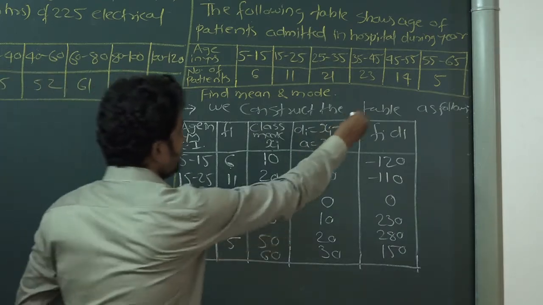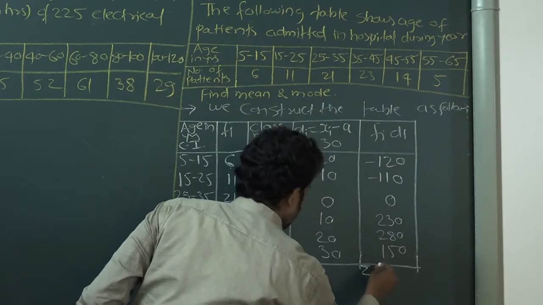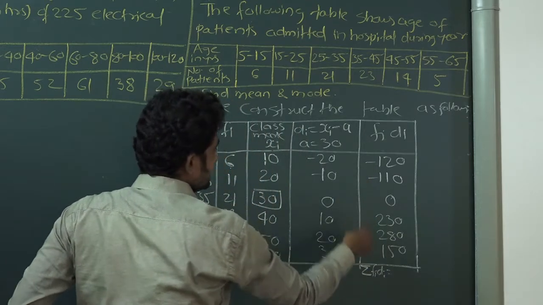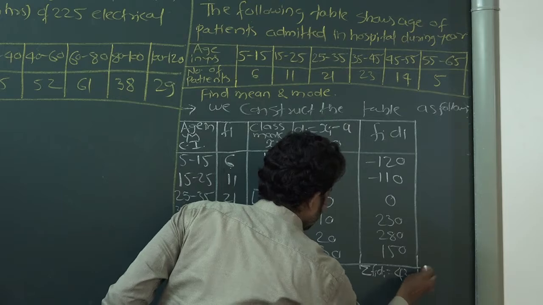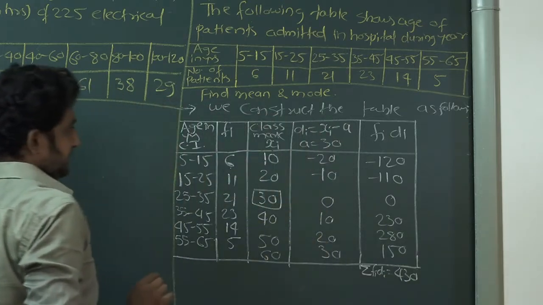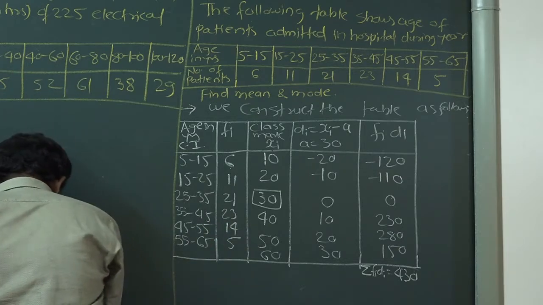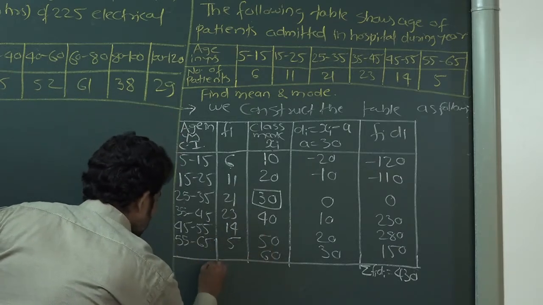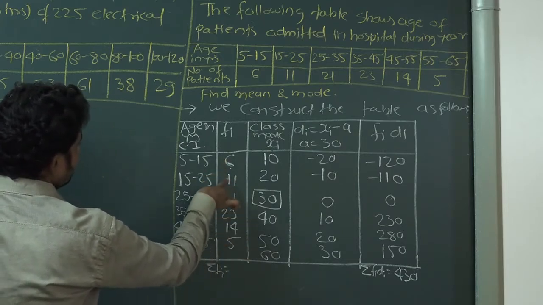Now, dear students, if you make the summation of fi di, if you add this, that becomes 430. And if you add this, we get summation of fi, that becomes 80.